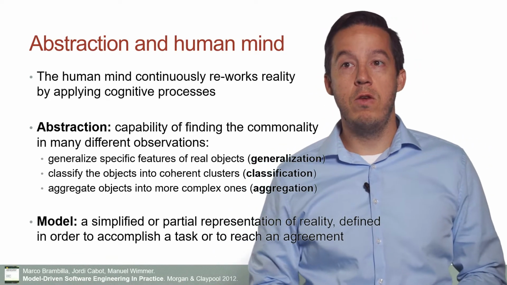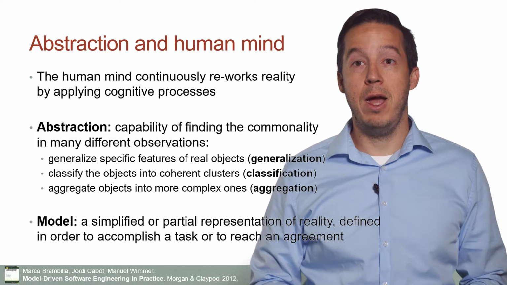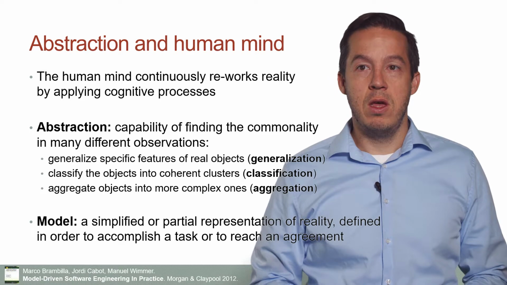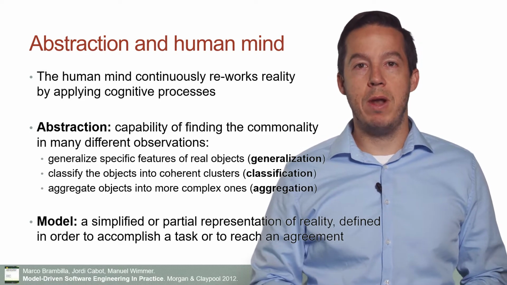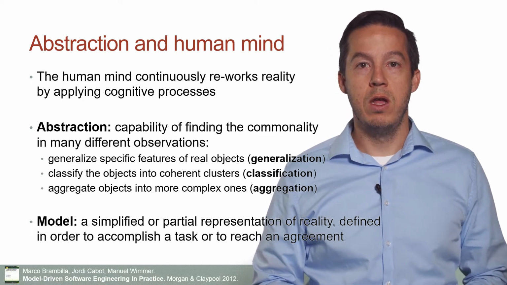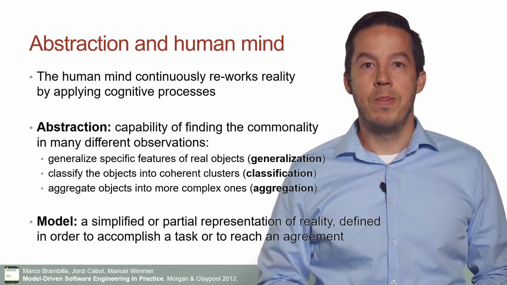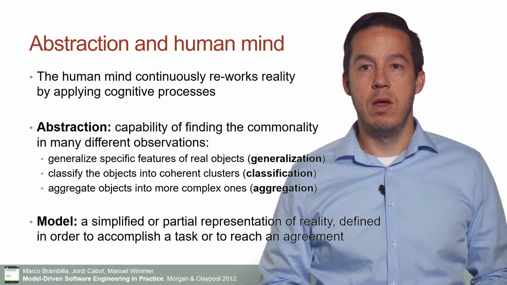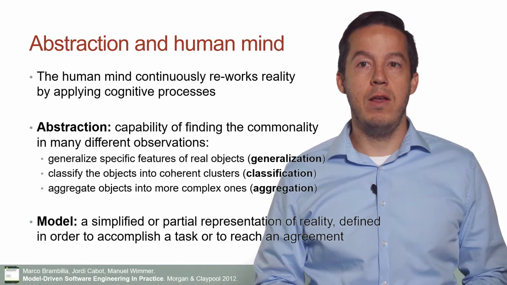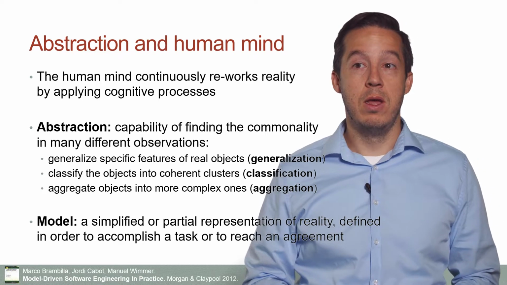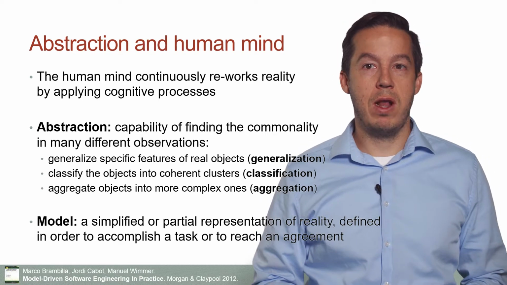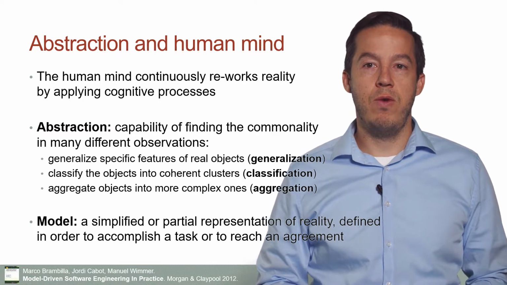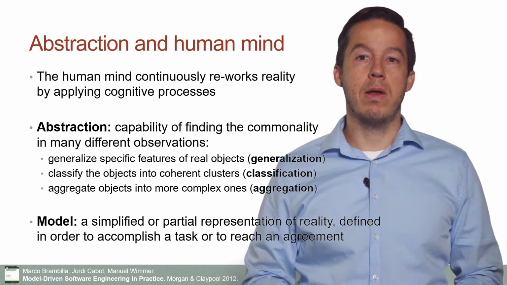The human mind continuously reworks reality by applying cognitive processes. And one of these cognitive processes is abstraction, where we try to reduce the complexity of the aspects that we are observing for means of proper understanding. Abstraction can then be further classified in three different means. One is generalization, so we generalize specific features of real objects. The other is classification, where we classify the objects into coherent clusters. And the third one is aggregation, where we aggregate objects into more complex ones.